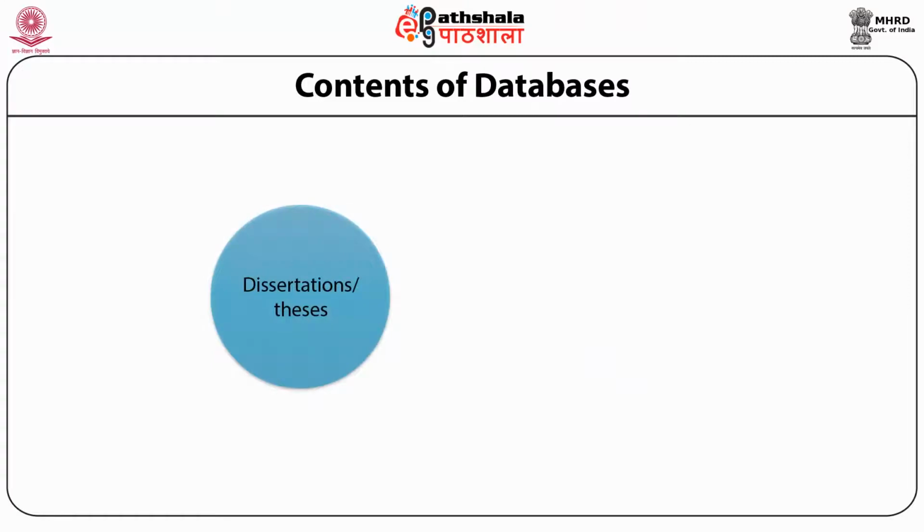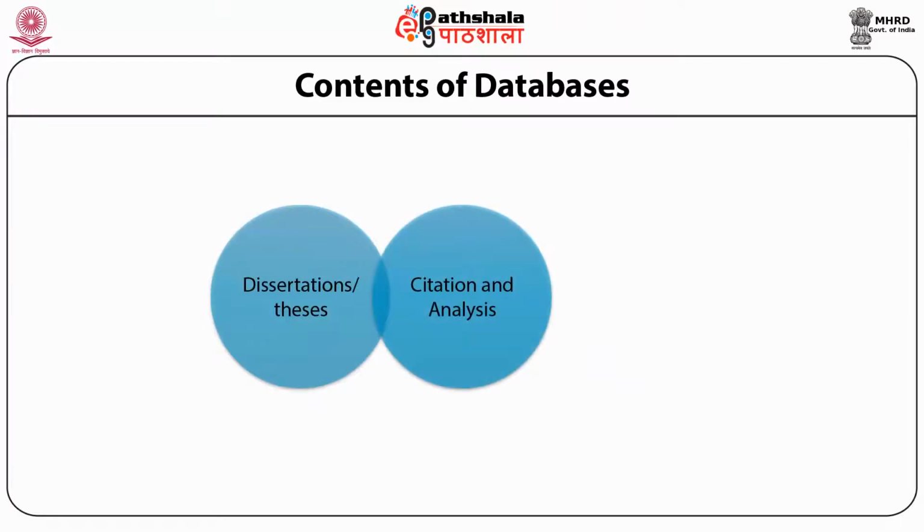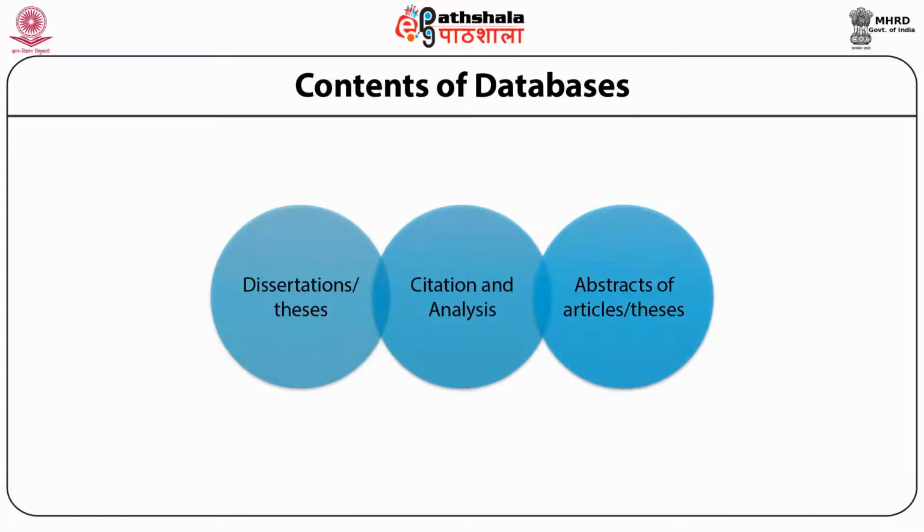Dissertations, theses, citation and analysis, abstracts of articles and theses also form the contents of these databases. Today, a large number of theses and dissertations being produced by several universities are available online. Similarly, citation and analysis databases have emerged like Scopus and Web of Science, which provide the facility of knowing the citations and also analyzing these citations through various parameters.